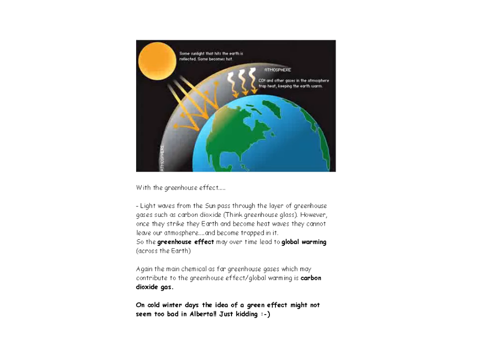Okay, the greenhouse effect, similar idea. So light waves from the sun are able to pass through the layer of greenhouse gases. Now, what are these greenhouse gases? Mainly carbon dioxide. Okay, so just like the glass of a greenhouse, we have this layer of greenhouse gases. So the light waves are able to pass through, but once they strike the Earth and become longer heat waves, again, they're not able to leave our atmosphere, so they become trapped within our atmosphere.